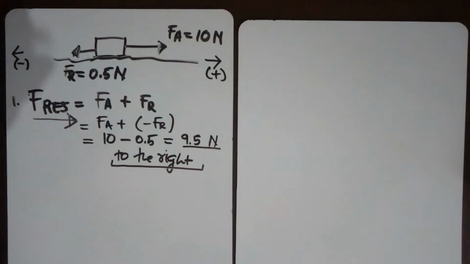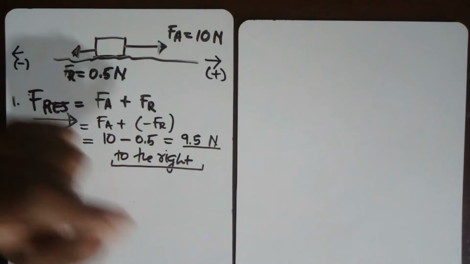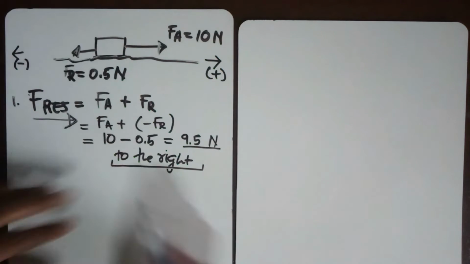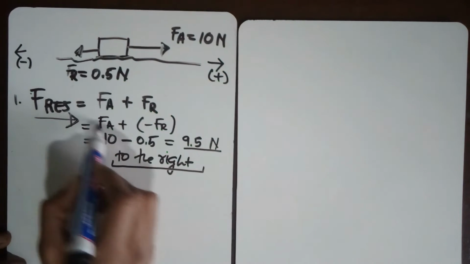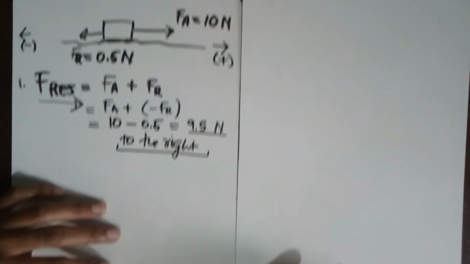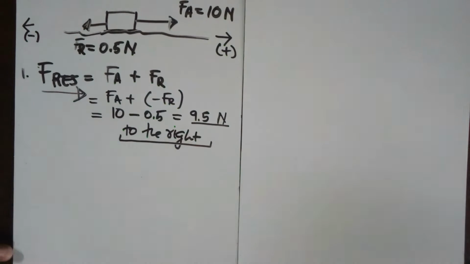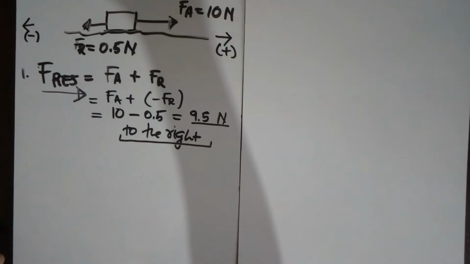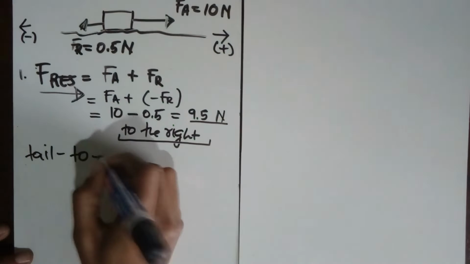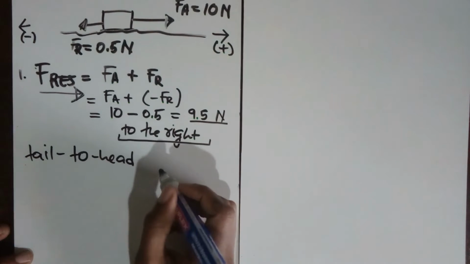And then something that most people struggle with is how do we then sketch this scenario. So now we found the resultant force algebraically by using this equation, but then how do we graph them? We're going to use a method called the tail to head method to sketch these vectors.